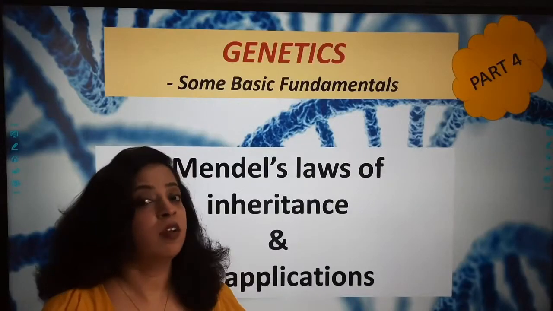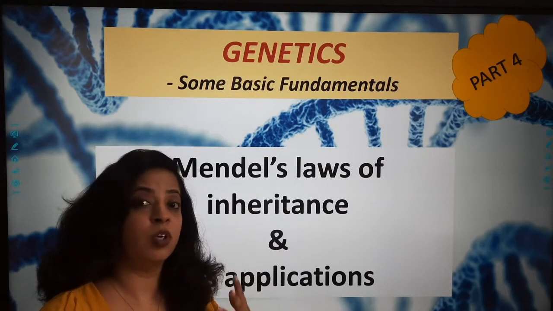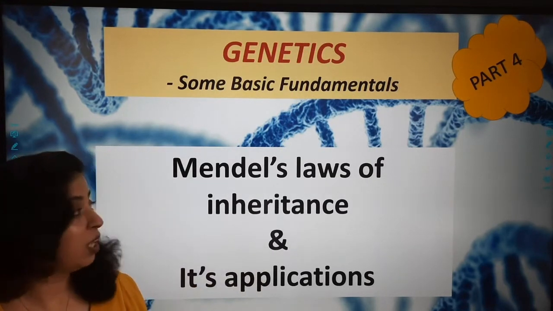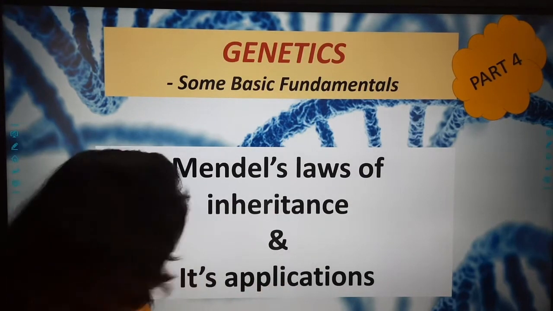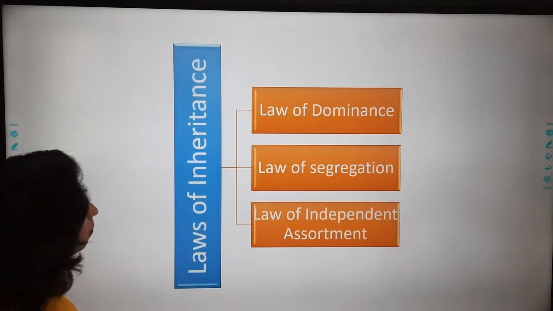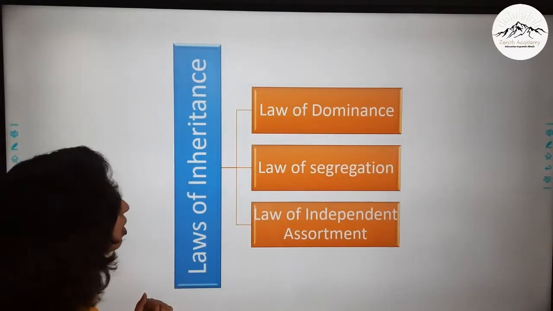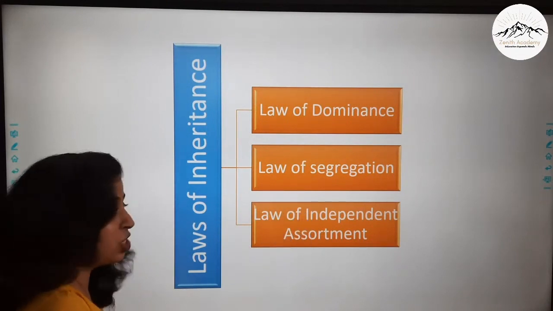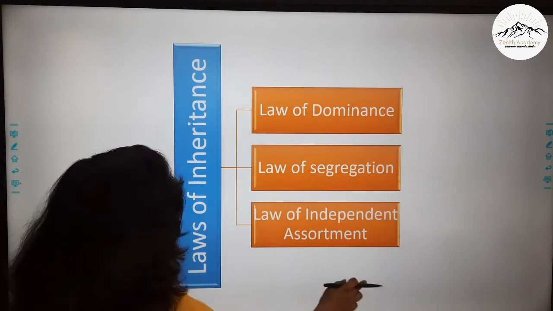Last lecture, we studied all the experiments that Mendel conducted. We studied about the pea plant. We studied about dihybrid and monohybrid cross. Now in this, we will study the laws that he formulated using them. Now Mendel formulated a few laws which are known as laws of inheritance. The first law is law of dominance. Second is law of segregation. And third is law of independent assortment.